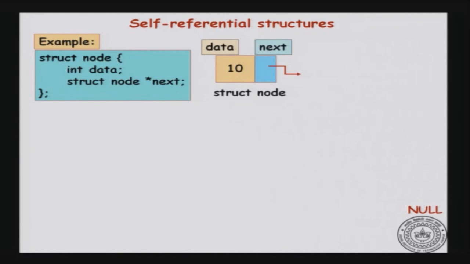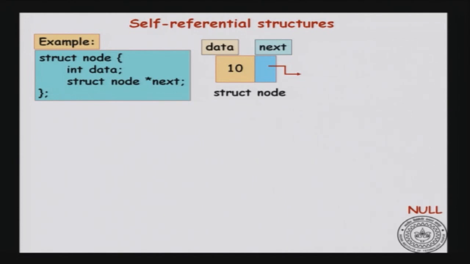Okay, once we know structures and pointers to structures, we can introduce a very important data structure called a linked list. So, we will first see what linked lists are, how to operate on them, and then argue why linked lists are useful.